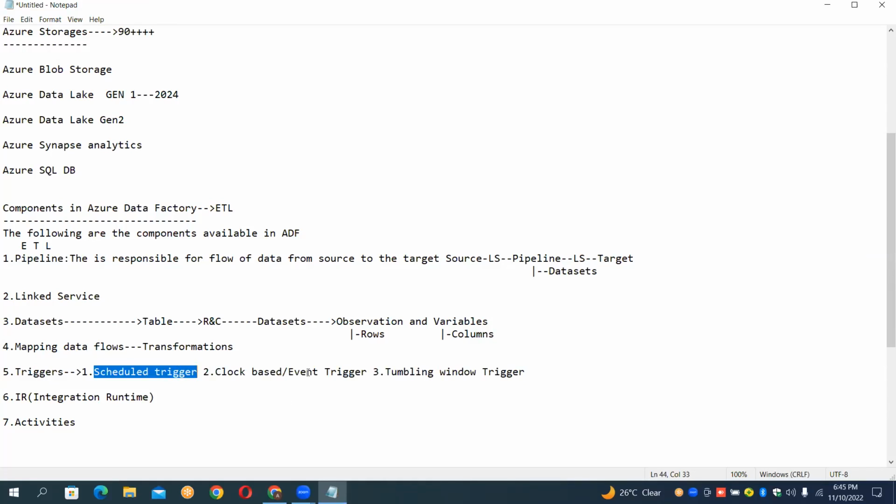Now, clock-based or event-based trigger means what? On every 31st of every month, this trigger should run. So tell me now, in a year, how many times does it run? 12 times, since the 31st comes every month?